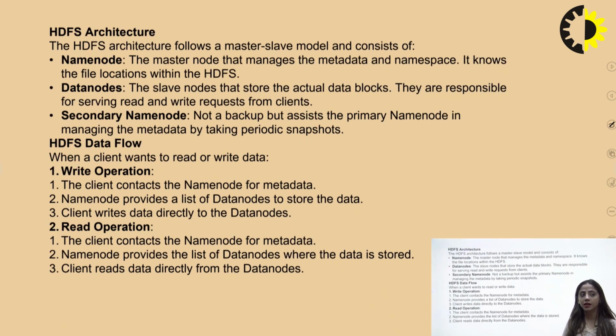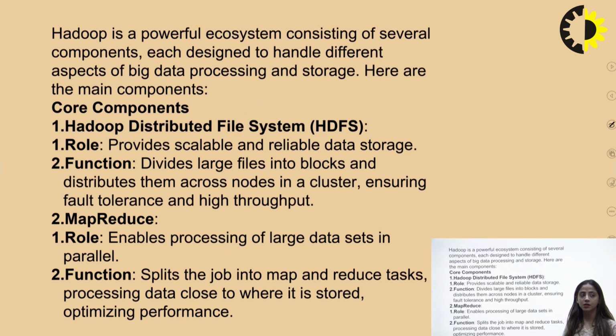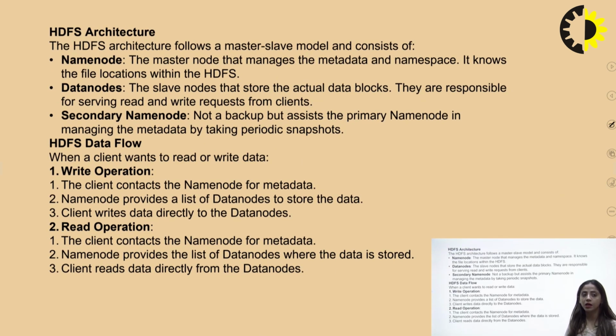Now, HDFS architecture contains three parts. First one is the name node, data nodes and secondary name node. What were these three parts? Name node is the master node that manages the metadata and namespace. It knows the file locations within the HDFS. Data nodes are the slave nodes that store the actual data blocks. They are responsible for serving read and write requests from clients. Secondary name node is not a backup but assists the primary name node in managing the metadata by taking periodic snapshots.